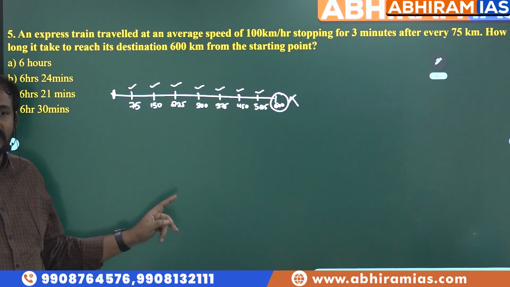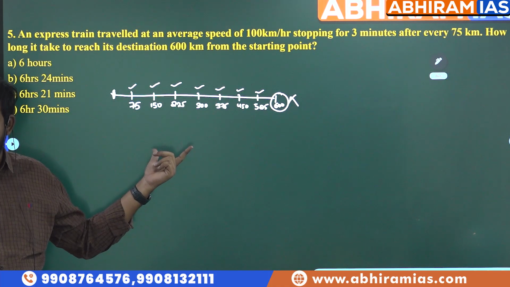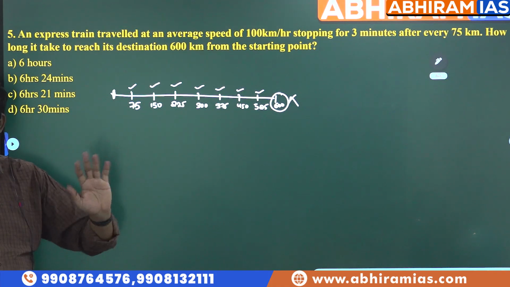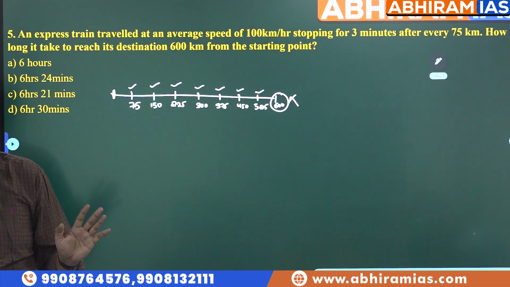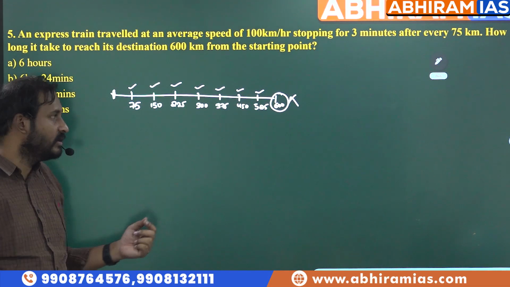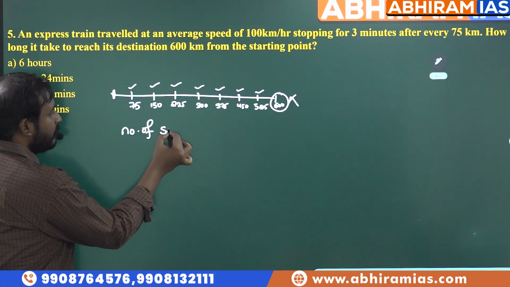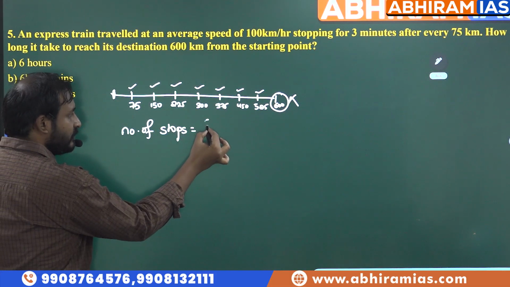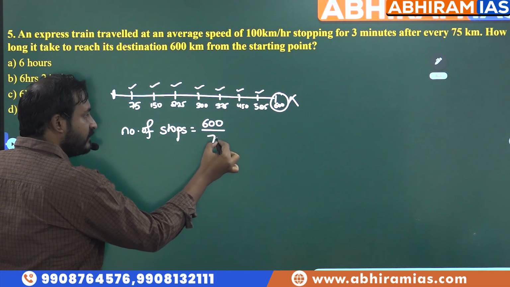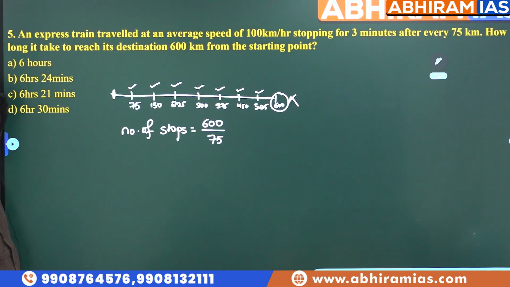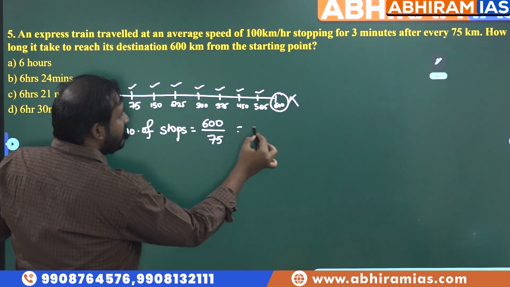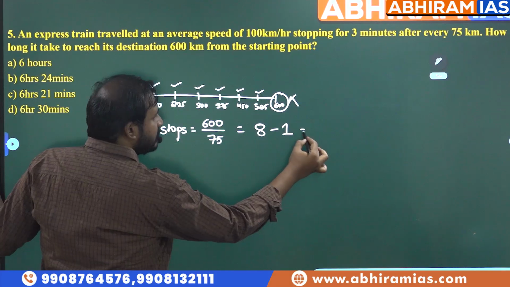We will have only 7 stops. The rest of the question is easy. Just be careful with the stops. The stop after reaching the destination, we should not consider that one. So first of all, write down: number of stops is equal to, yes, your observation 600/75 is absolutely correct. There is no doubt in that. But after getting the answer, you should do -1.